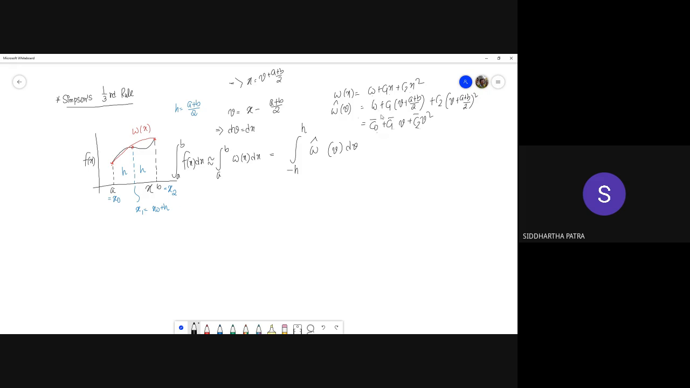So the point I'm trying to make here, as is evident from this expression, is that a parabolic function in x is also a parabolic function in v. So this will simplify our integration to a great extent. We'll see that in a minute. But before doing that, we'll also use something called the principle of Lagrange polynomial.